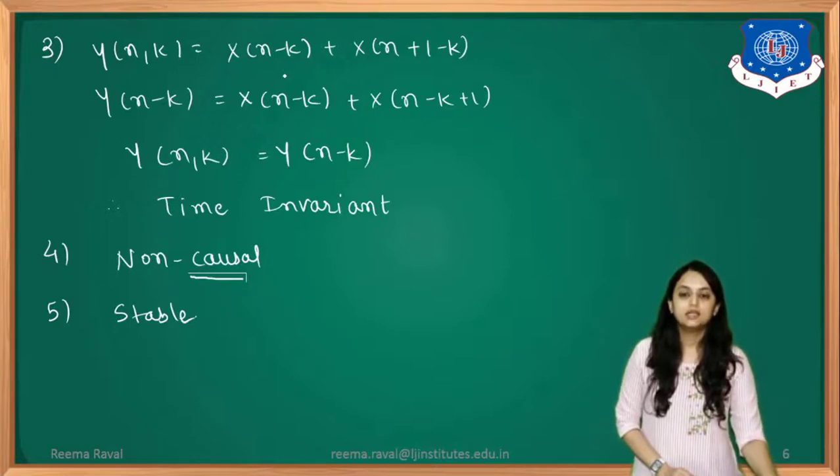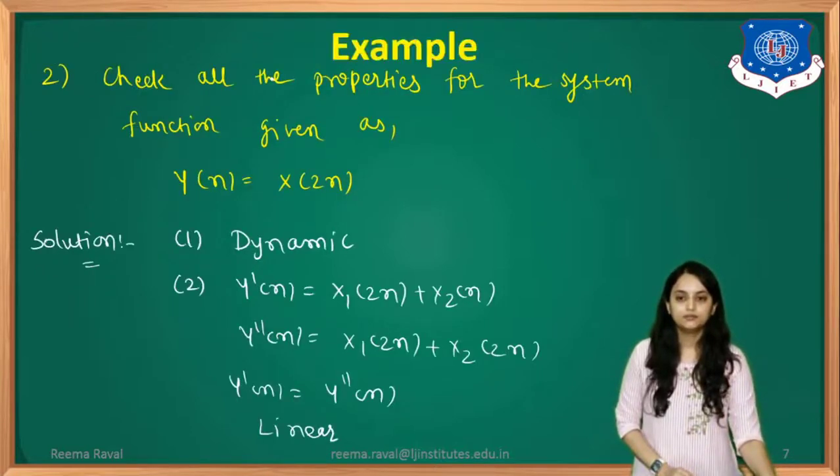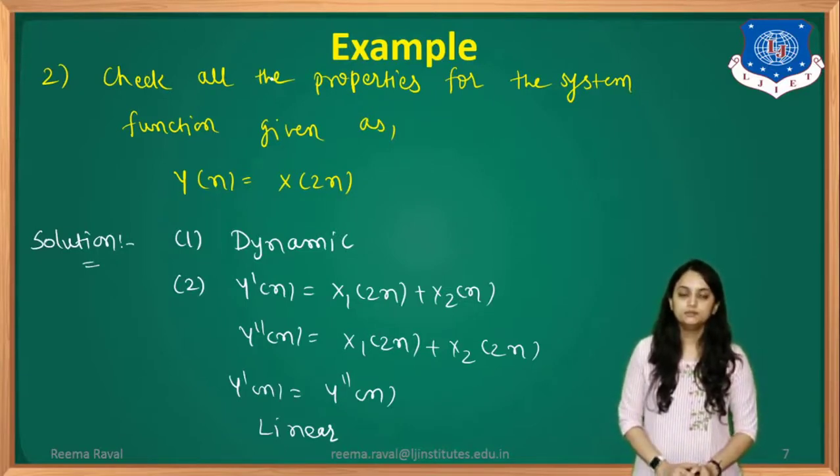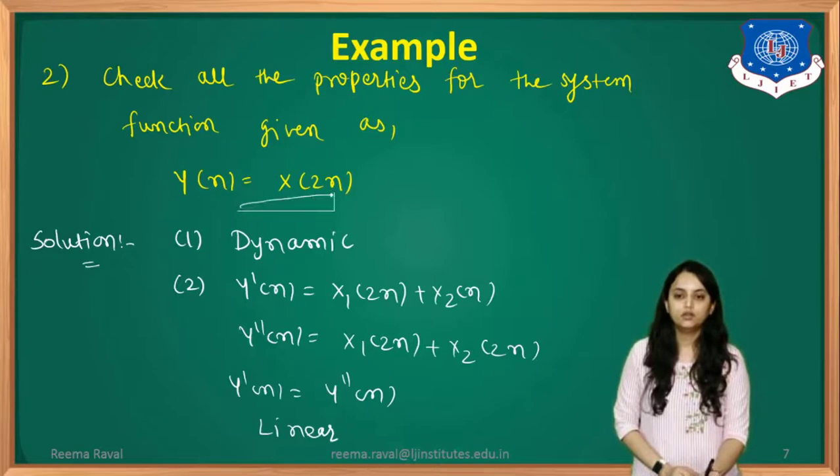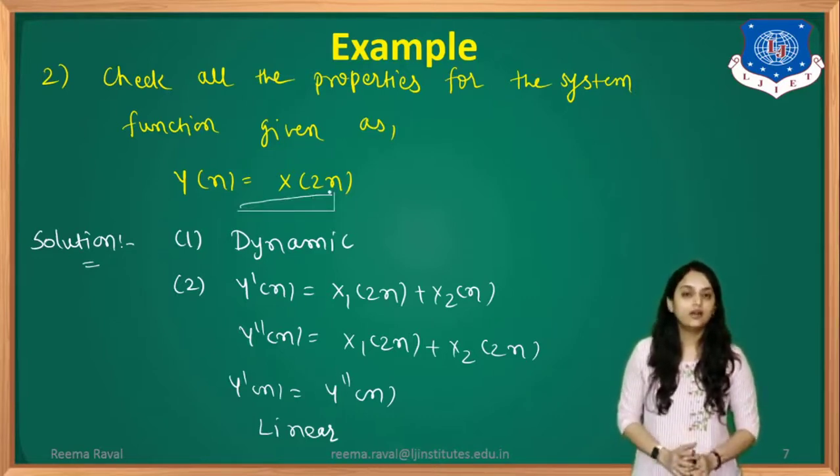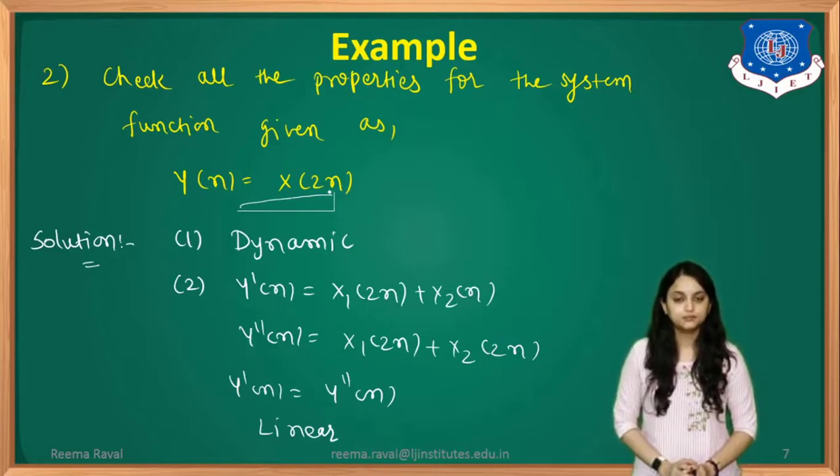Now let's see the next example. Here in this example, it is asked to check all the properties for the system function given as y of n equals x of 2n. That means we need to check all of the 5 properties for this system function.